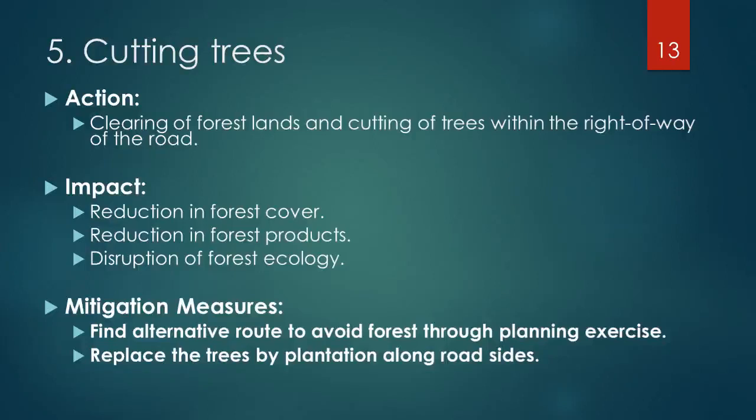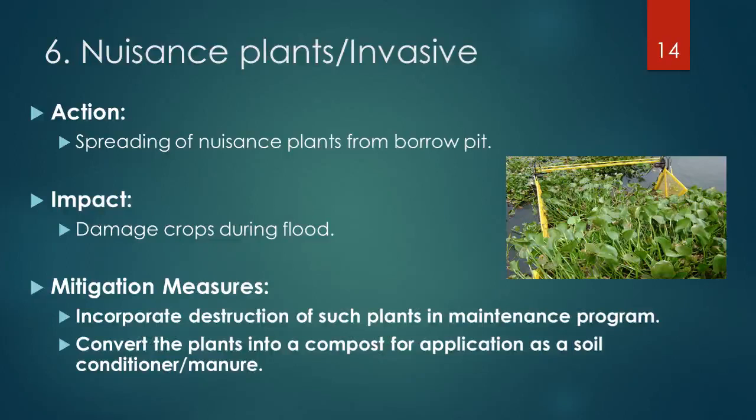The action for cutting of trees is the clearing of forest lands and cutting of trees within the right of way of the road, and the impact is reduction in forest cover, reduction in forest products and disruption of forest ecology. The mitigation measures are to find an alternative route to avoid the forest through a planning exercise, and replace the trees by plantation along the roadsides.